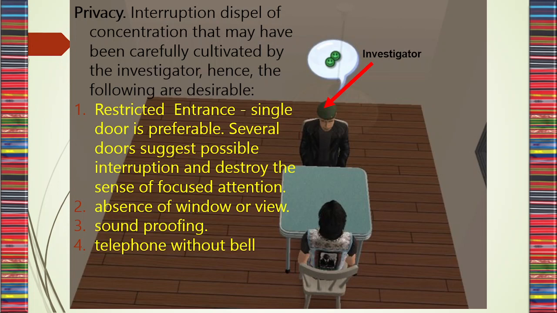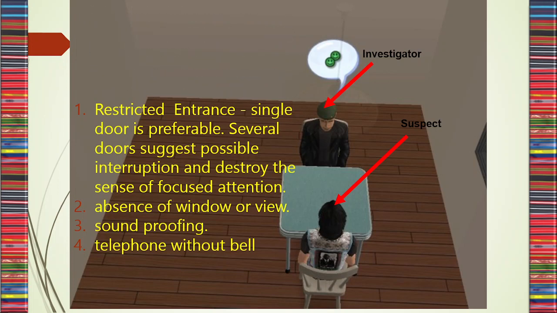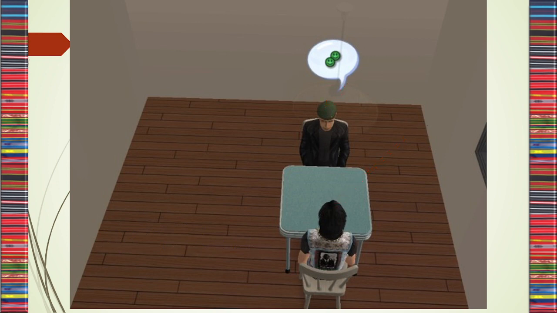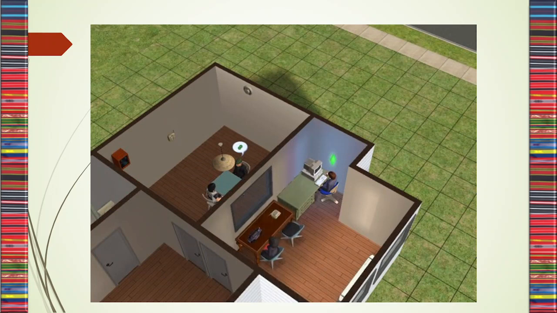So that is your investigator and at the same time your interrogator. The suspect or the subject of interrogation is the person below. So how do the adjacent rooms look like? So that is the adjacent room.